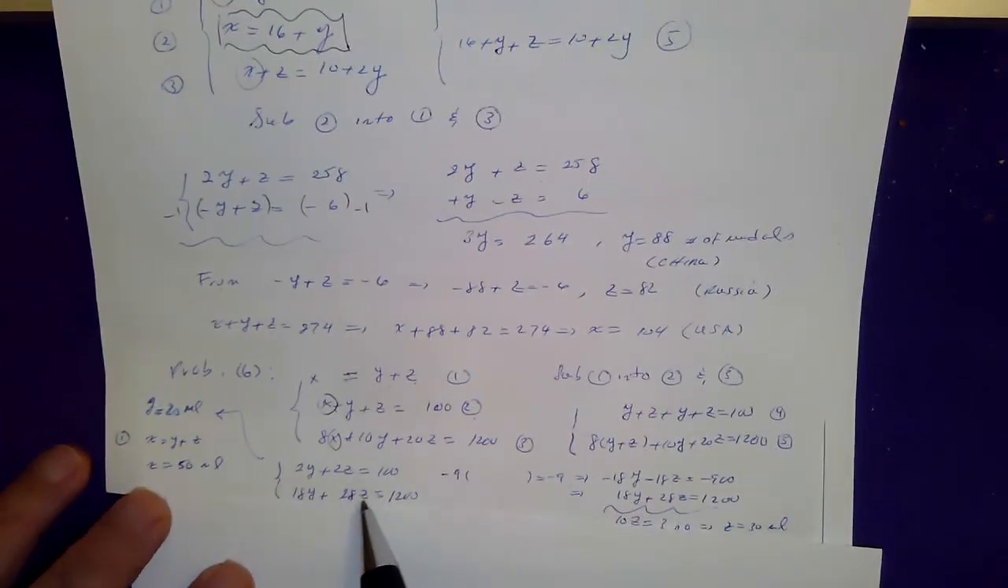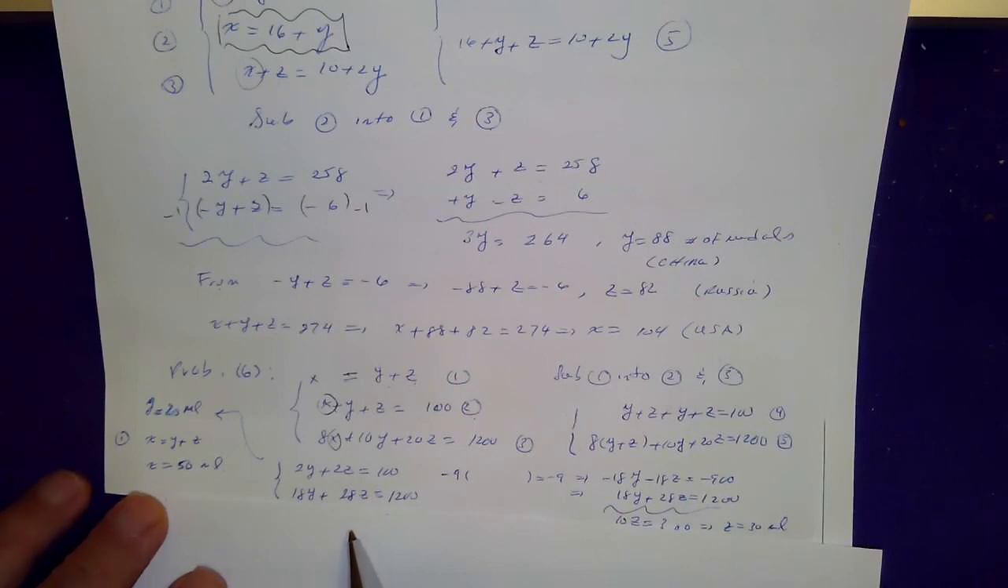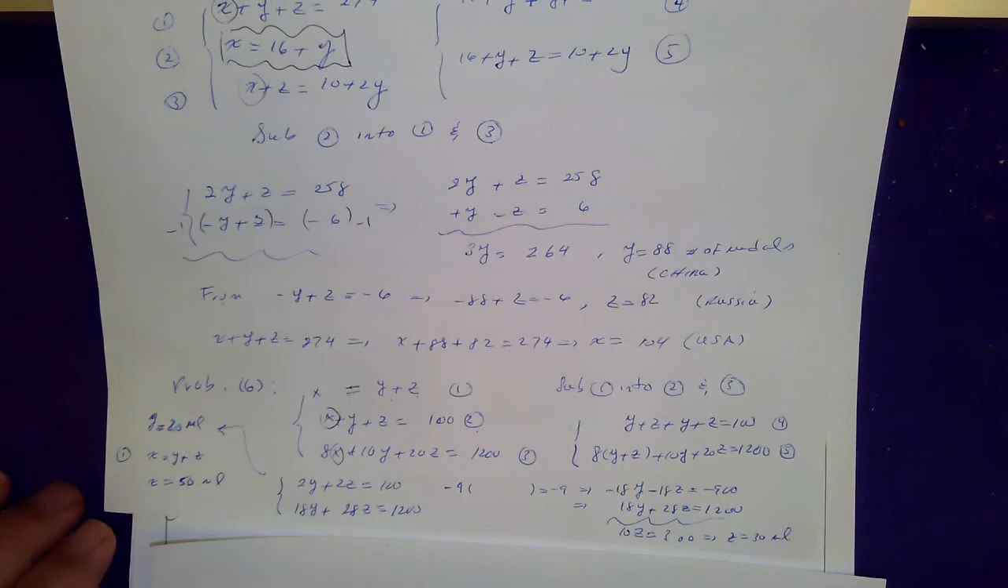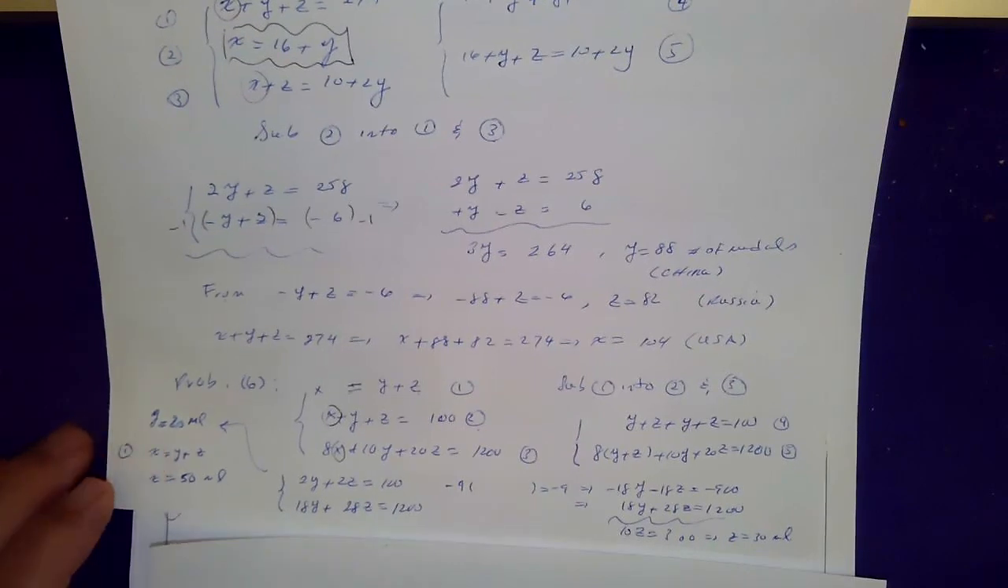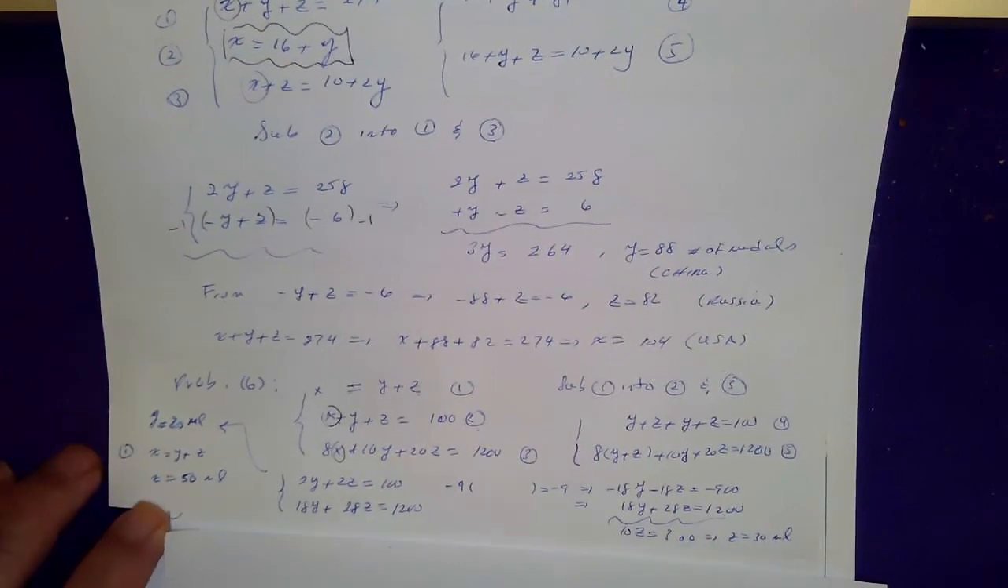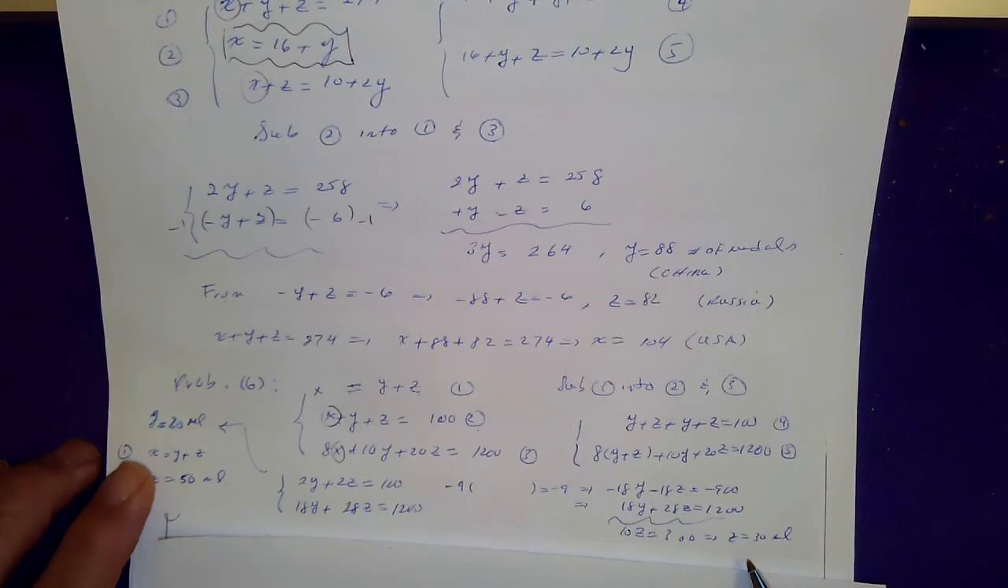So if you do elimination and find all the variables, you will end up with Y equals 20 milliliters, X is equal to 50 milliliters, and Z is equal to 30 milliliters. And notice it makes sense because they should add up to 100 milliliters.